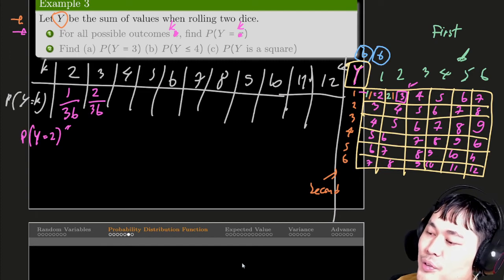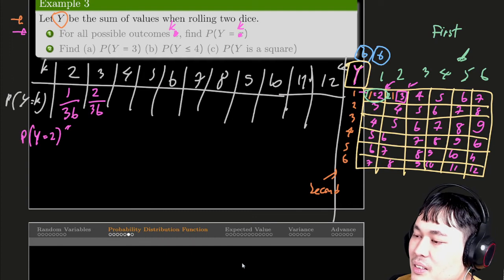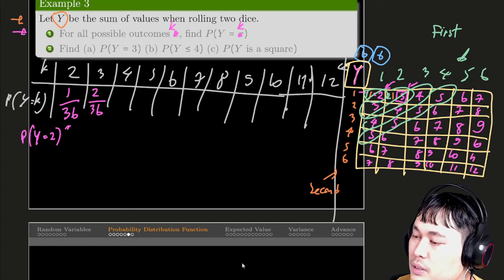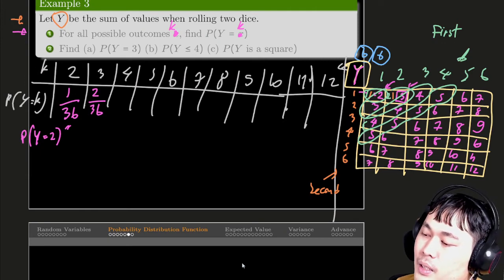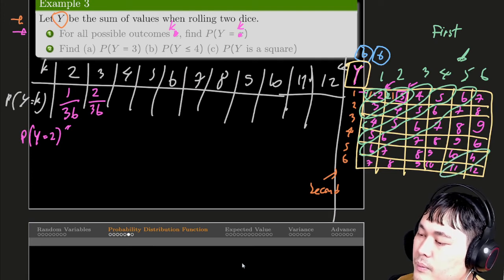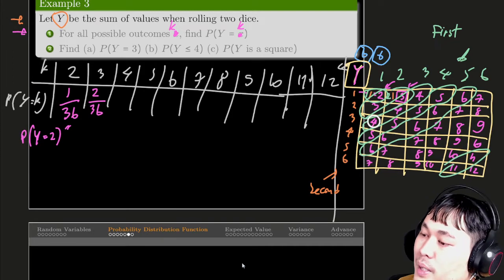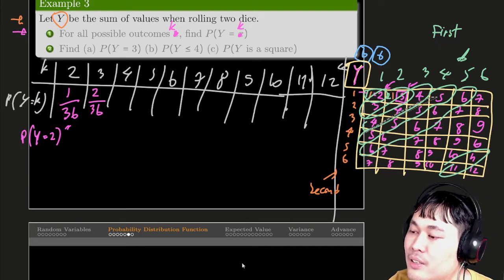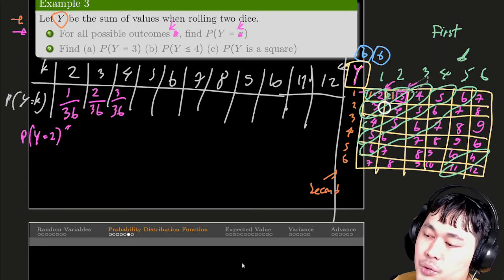But if you notice something nice, numbers that are the same are in the same diagonal. 3 is in this diagonal, 5 is in this diagonal, 6 is in that diagonal, and so on. Once you see the pattern, it is easier to count. So for 4, we count this diagonal. We see that there are 3 cases for 4, which are 3 and 1, 2 and 2, and 1 and 3.